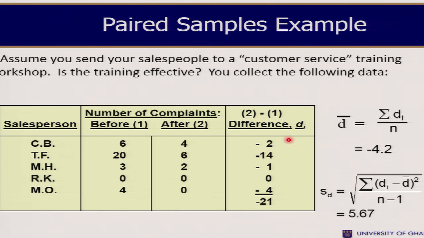The difference for CB is -2 because we saw a reduction in the number of complaints: 4 minus 6 gives us -2. For TF, 6 minus 20 gives us -14. For MH, 2 minus 3 gives us -1. For RK, 0 minus 0 gives us 0. And for MO, 0 minus 4 gives us -4. Therefore, we have an average difference of -4.2 with an associated standard deviation of 5.67.